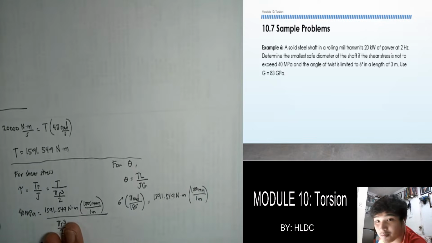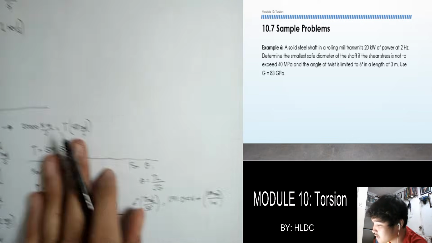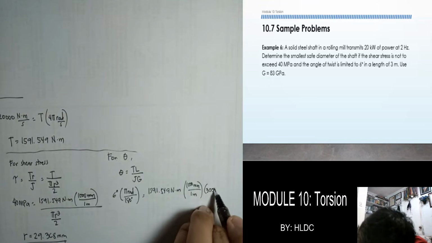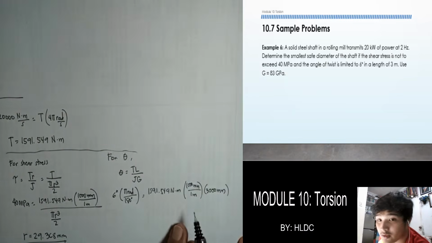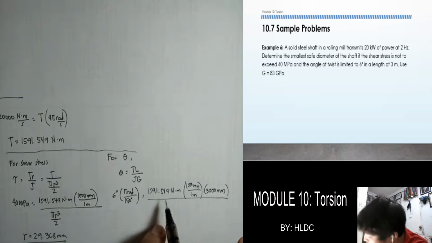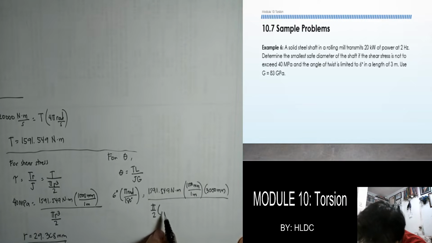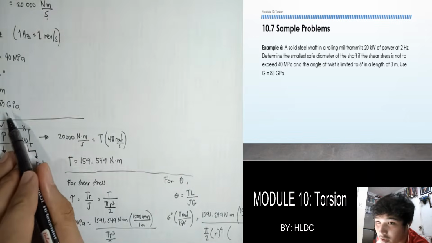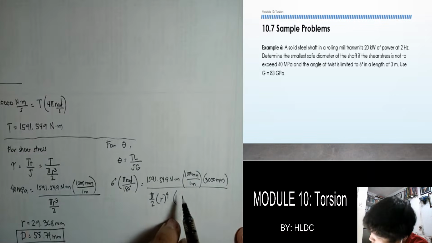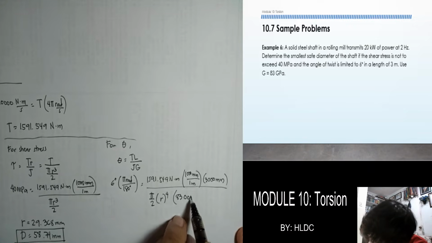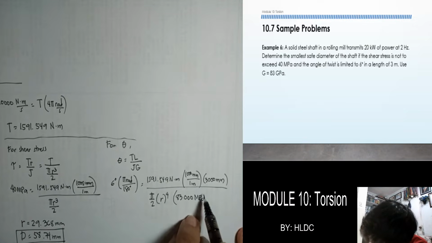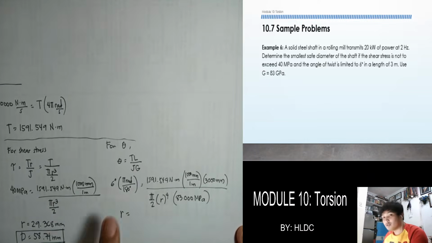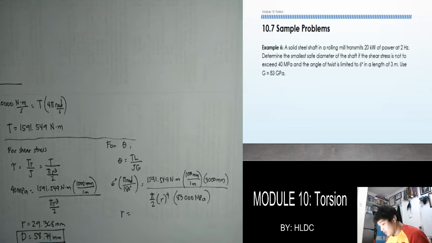Okay, and then ano pa? Yung length L. So, binigyan tayo 3 meters. So, ko-convert ko na yung, class. So, 3,000 millimeters. And then, divided by, yung J is pi over 2 times R raised to 4. And then, yung G is 83 GPa. So, convert ko, magiging 83,000 MPa. So, solving for the required radius, para hindi natin ma-exceed tong 6 degree angle of twist, ilan naman siya, class?